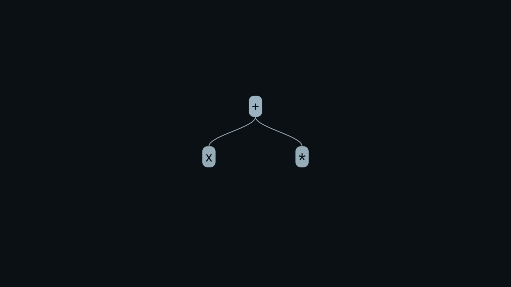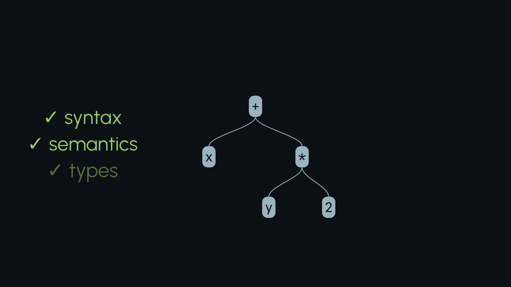In the last video, we finished the analysis part of the compiler. At this point, the program is syntactically correct, semantically valid, and its types all check out. And now that we have the program in this high-level form, it's the perfect opportunity to start optimizing it, before we eventually bake the whole thing down into ones and zeros.